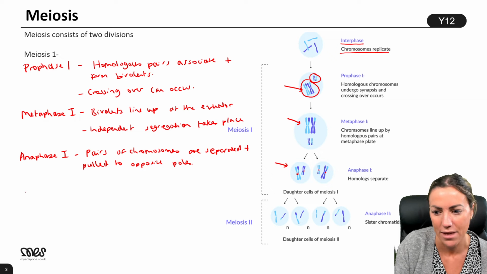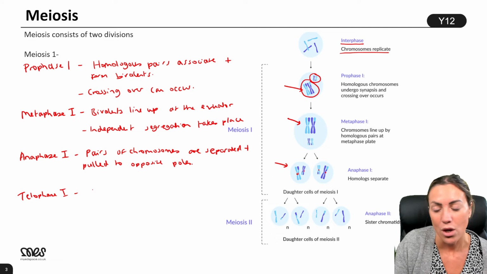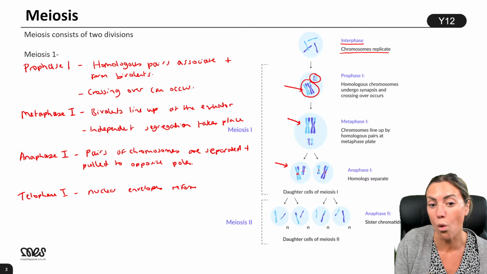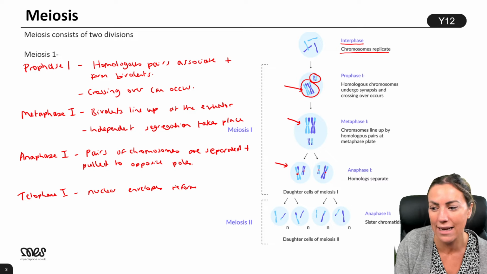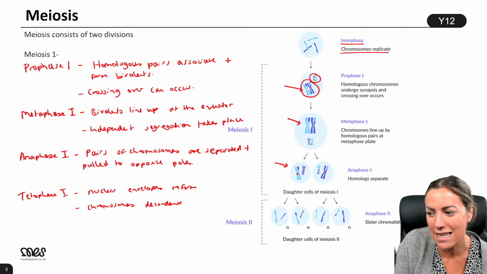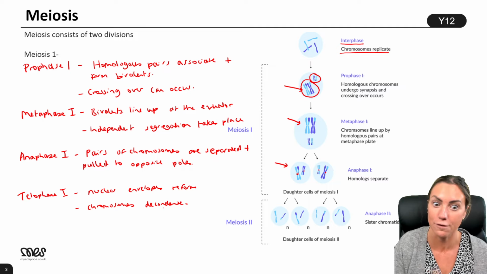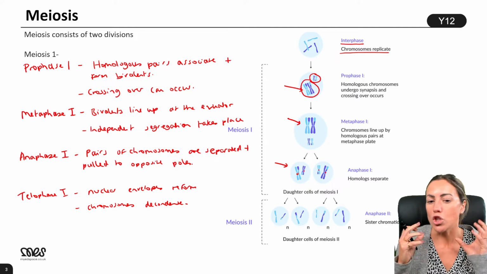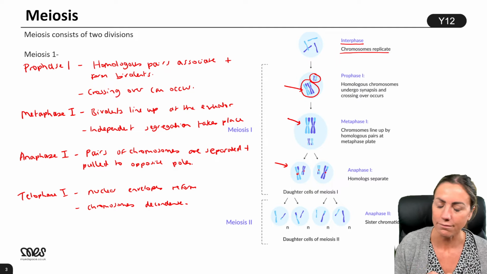So that's anaphase 1. Then we get to telophase 1, which is kind of similar. We've got the nuclear envelopes reforming. So at the end of meiosis 1, we'll have 2 new nuclei. Nuclear envelopes reform and the chromosomes decondense. So you won't be able to see them again for a short time before meiosis 2. But yeah, we've now ended meiosis 1. We've got 2 new nuclei. Not 4 yet because we need to go into meiosis 2.